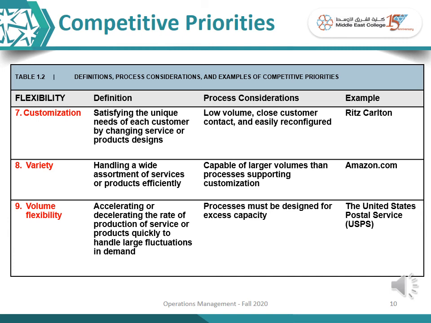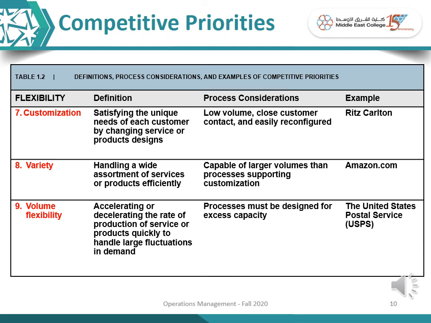Also, variety is a matter of flexibility, by handling a wide assortment of services or products efficiently. Variety, a lot of products. To do that, you have to be capable of larger volumes than processes supporting customization. Now, a clear example is Amazon, selling millions of items efficiently without problems.